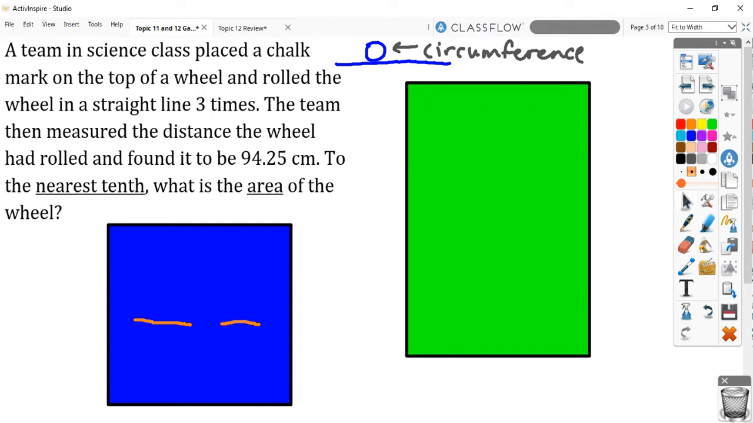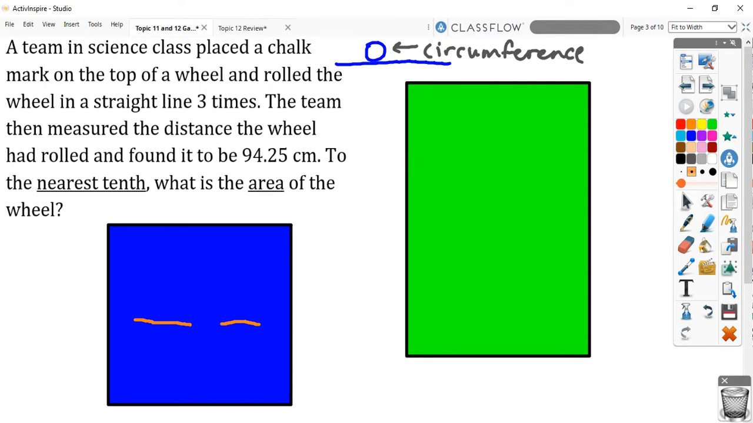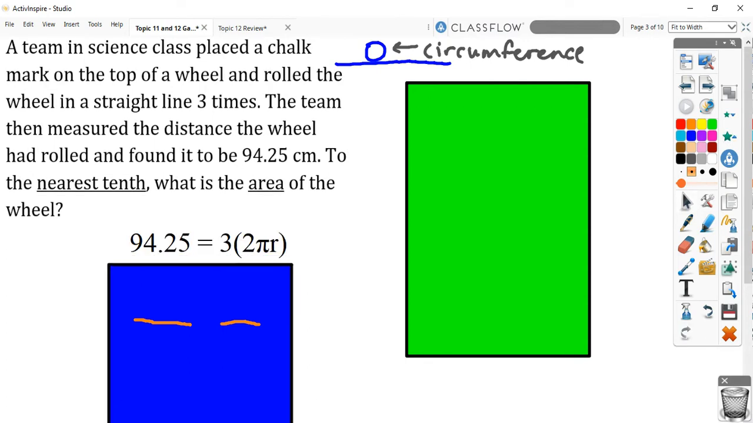Okay? So what that means is when we see this 94.25 right here, that is 3 times 2 pi r. It's 3 times the circumference. That circumference, that right there. So 3 times the circumference. That's what 2 pi r is.